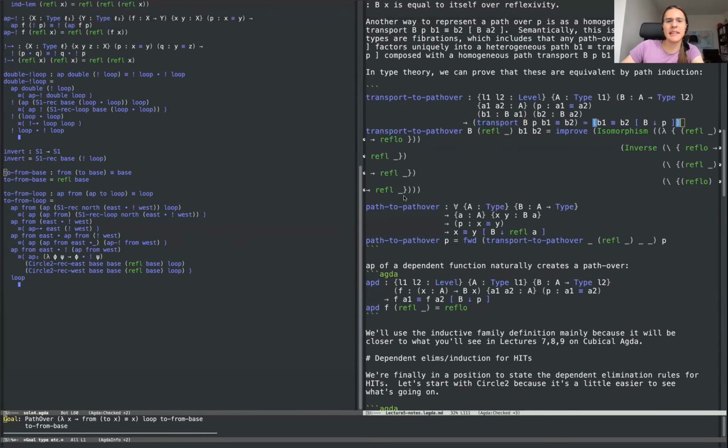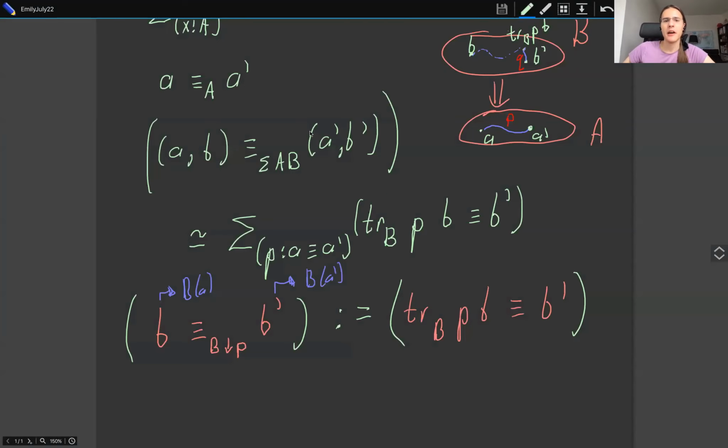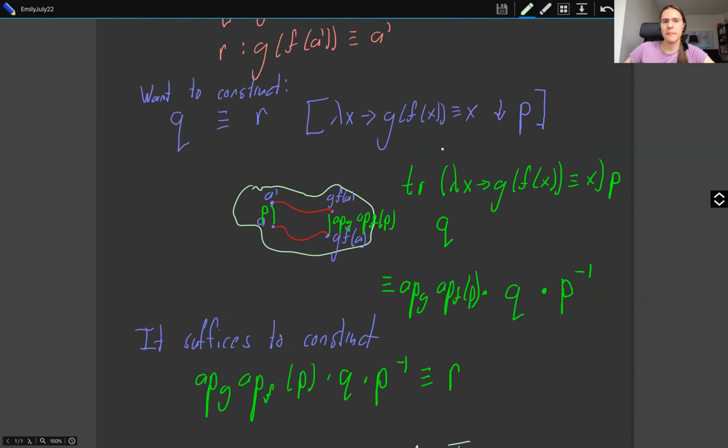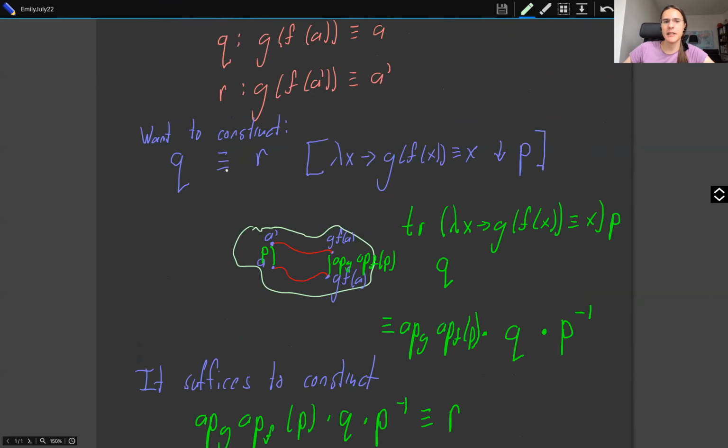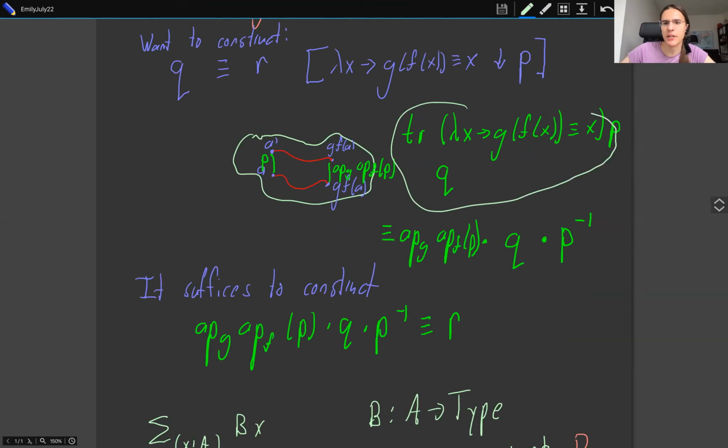But that sort of makes this lemma reasonable. Then we can think about what this lemma is saying. If you want to construct this, then what you're actually asking to construct is an equality between this and R, right? This lives in the same type as R. However, if we look at the left-hand side of what we want to construct, it's a transport that looks like this. And the question is, can we characterize this transport?